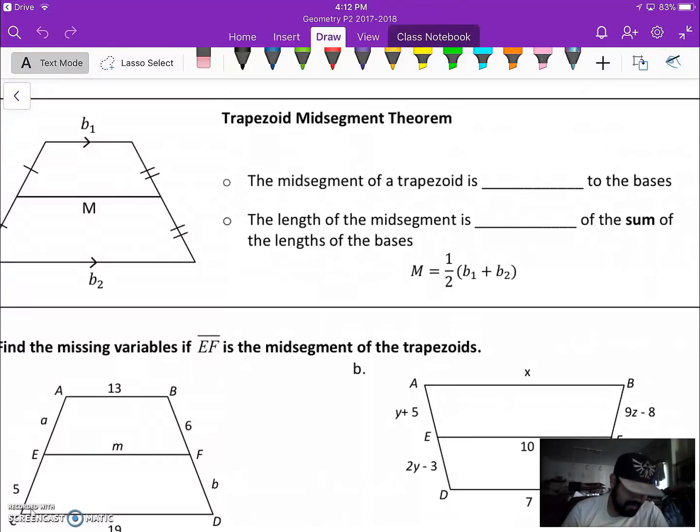First off, we know that our mid-segment is parallel. What is it parallel to, you ask? It's parallel to your bases. So we can go ahead and put a parallel line arrow right there. And then we can go ahead and we can say that the length of the mid-segment is half the sum of the lengths of your bases. So take a look here. This is our beautiful formula.